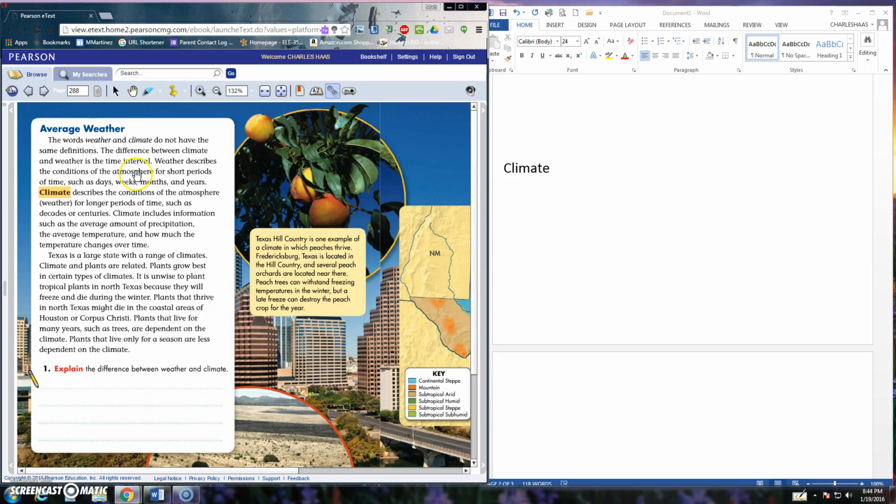Average weather. The words weather and climate do not have the same definitions. The difference between climate and weather is the time interval. And that's what we just finished talking about. Everything talking about weather was a short period of time. Weather describes the conditions of the atmosphere for short periods of time.